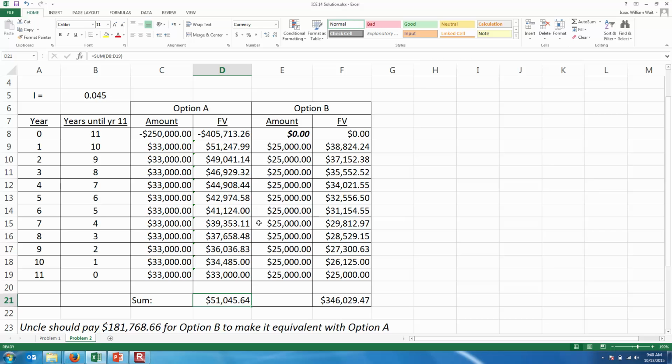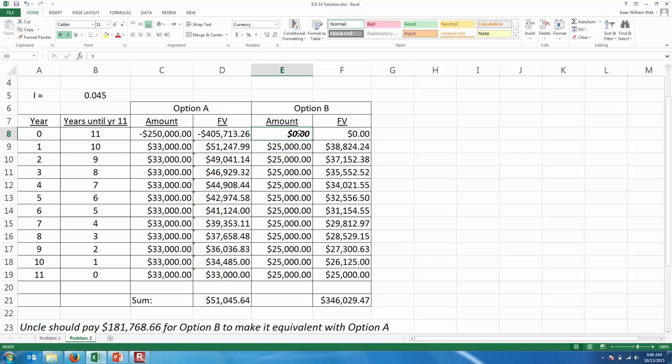So back to GoalSeek. What does GoalSeek want to know as its inputs? Our goal, it says in the problem statement from the paper, what you should do is make the sum of option A and option B equal. We know what the inflows are. Option B receives $25,000 every year. The question is, how much should he pay?